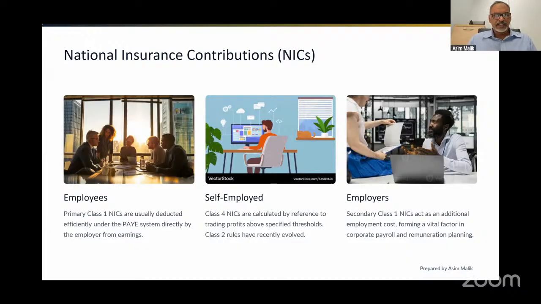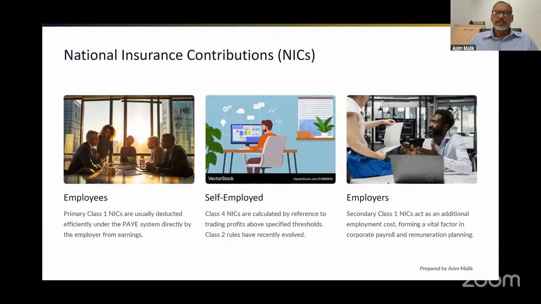But at the moment, national insurance is calculated slightly differently compared to income tax. Basically, there are four classes of national insurance. Class 1 or 1A, which is paid by the employee on their earnings. One is paid by the employer. Employers pay 15% on certain types of incomes, while employees pay 9%.